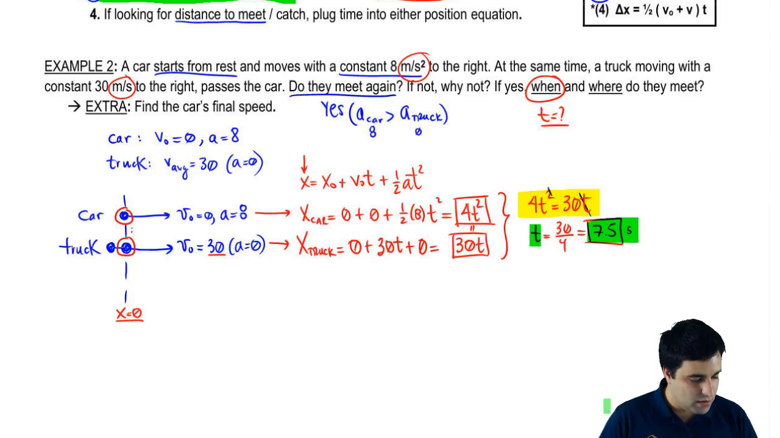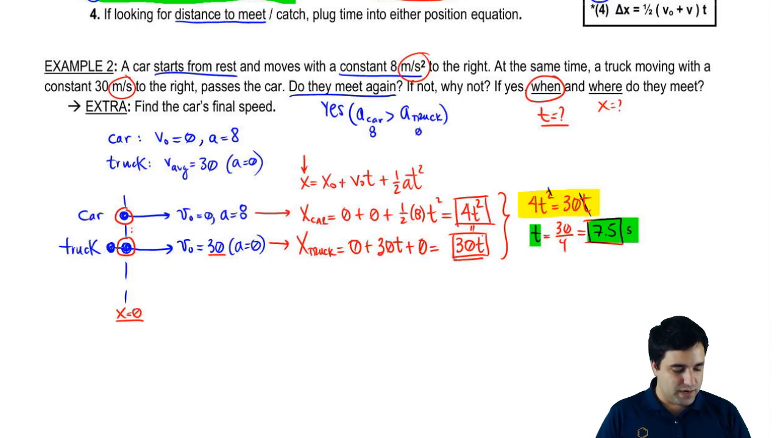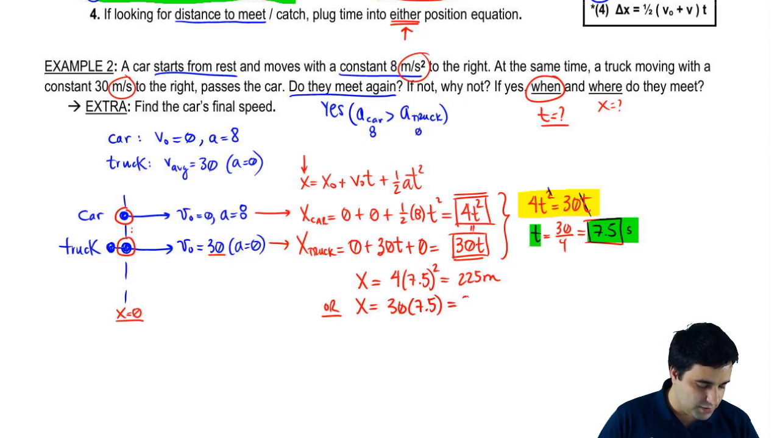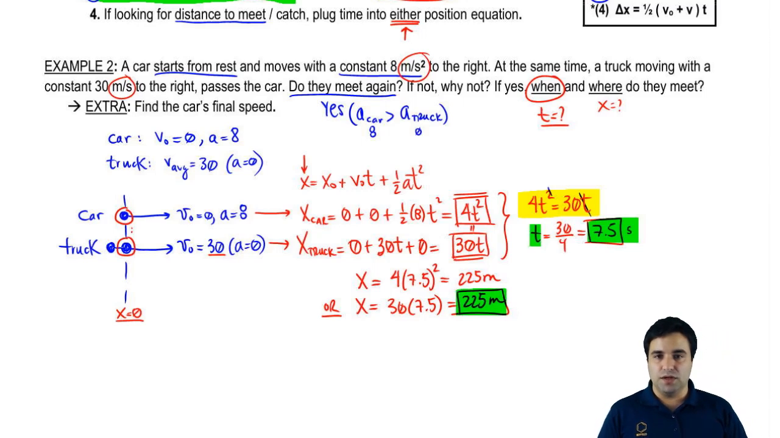The next question is where do they meet? In other words, we're looking for x. Now I can plug this number into either one of these two equations right here, and that's because they're at the same place at the same time, right? So you can plug that into either position equation. If you were to do this, you could see that for 7.5, that's x car, would give you 225, or you could do x equals 30 times 7.5, and that also gives you 225. Okay, so that's your final answer for where they meet. So you're just going to plug it into the simplest one of your position equations.